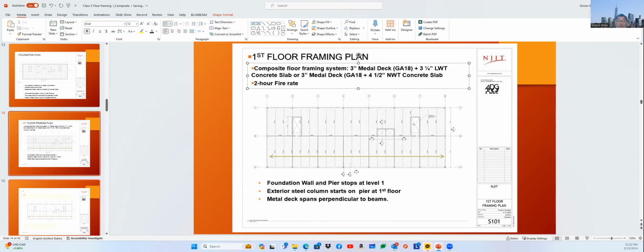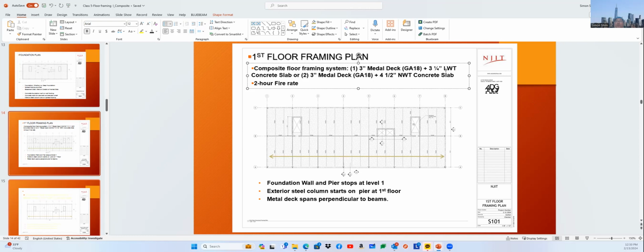The gauge is part of the metal deck thickness. The lower number, gauge 18, 16, 14, is thicker than gauge 20, 22. I don't know why they came up with that system the opposite way, but I want you to choose one or the other. Option one is a lightweight concrete slab, or if you're using normal weight concrete, you have to follow this. I will explain that later.